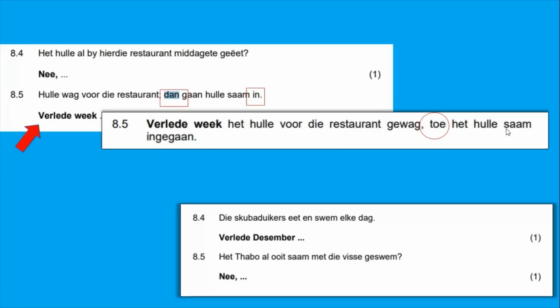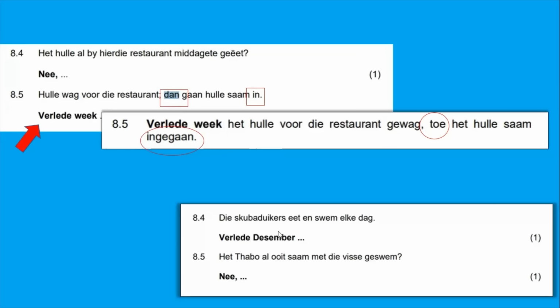So toe het hulle saam ingegaan. Okay, so gaan is your verb. It goes to the end. It gets stuck to the preposition. But remember, it's past tense. So gaan gets a ge. And it's all together. Ingegaan. Okay, so remember that. We have to look at these things when reading a question.